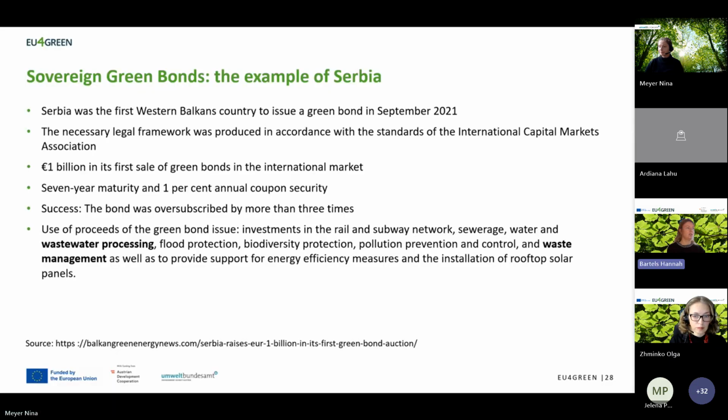And here the necessary legal framework was produced in accordance with the standards of the International Capital Markets Association. 1 billion in its first sale of green bonds in the international markets was the amount of the bond, also having a 7-year maturity and 1% annual coupon security. And I think it can be said that the issuance of this first green bond was quite the success, with the bond being oversubscribed by more than 3 times.